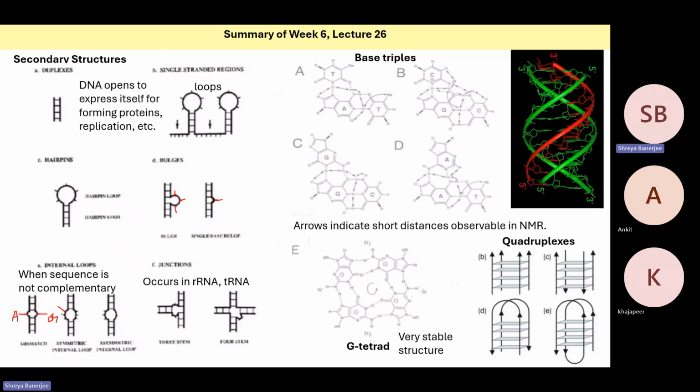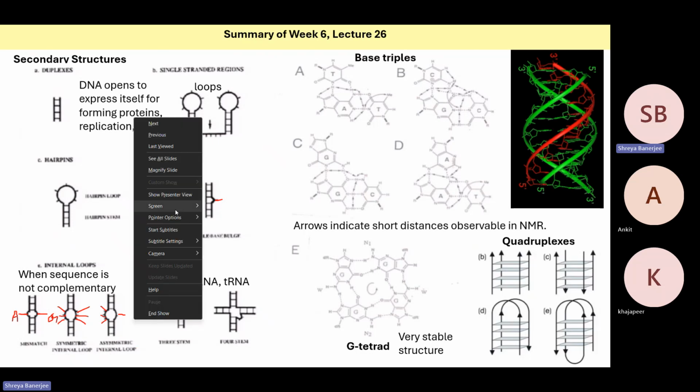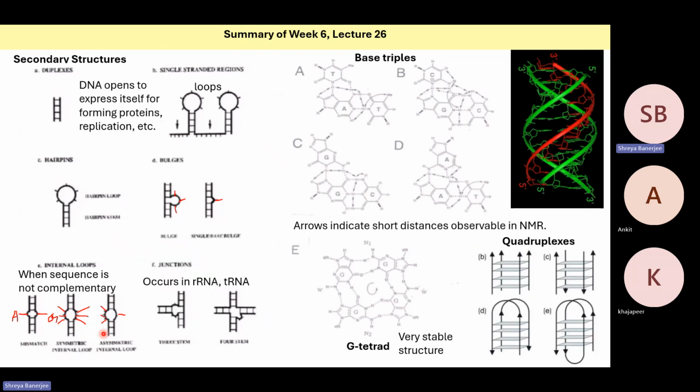So if there are three unpaired bases on this side, there are also three unpaired bases on this side. That is symmetric. If there are three unpaired bases on this side, but only one on this side, that is asymmetric. These are called internal loops because they are formed within the double-stranded DNA.